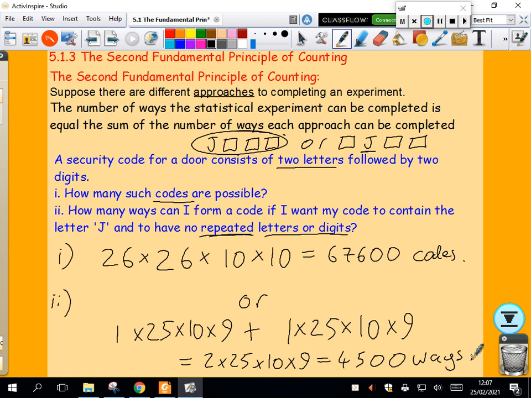There are 4,500 ways I can form a code if I want my code to contain the letter J and to have no repeated digits.